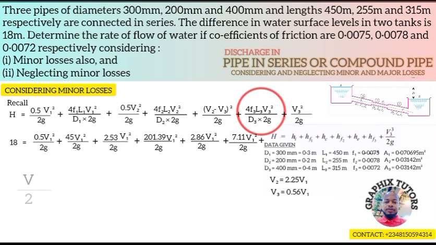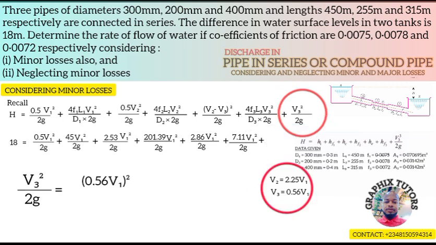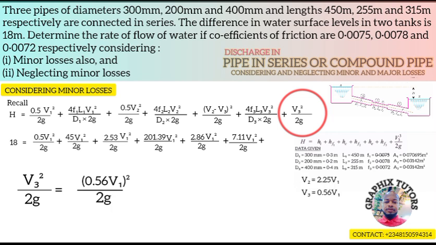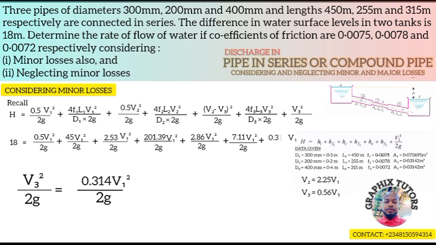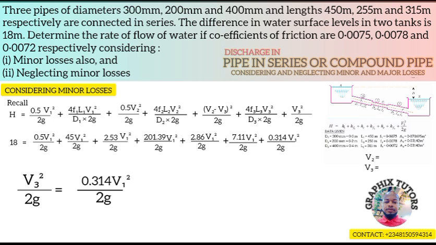Plus, we have V3 is giving us 0.56 V1, so it has a square, all divided by 2G. This is what we have. Now, if you expand this because of the square, you'll have 0.56 squared times V1 squared, right? And when you find the square of 0.56, you're going to have 0.314 V1 squared all over 2G. So this is what you're going to add to this equation here, right?